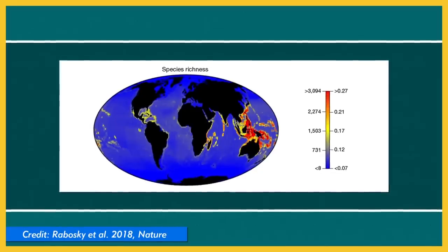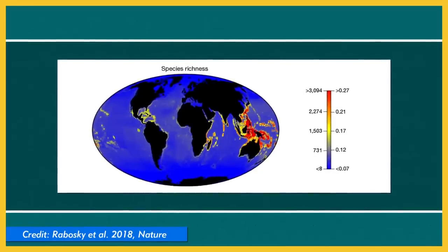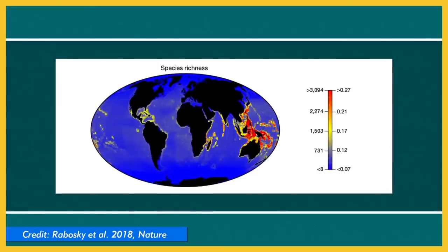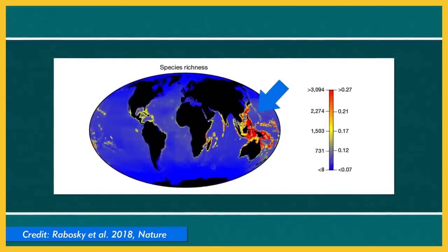The first result the team notes is a strong latitudinal diversity gradient in marine fish species. This result is consistent with previous studies, and the highest species richness was found in the coral triangle of the tropical Indo-Pacific Ocean. This goes along with a traditional biological wisdom. So far, so unsurprising. But here's the crazy part. They found the exact opposite pattern in the speciation rate results.